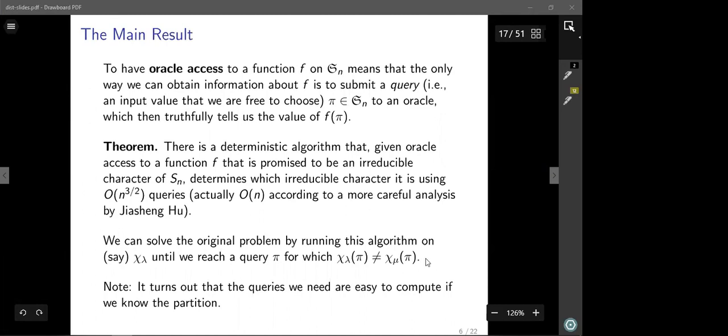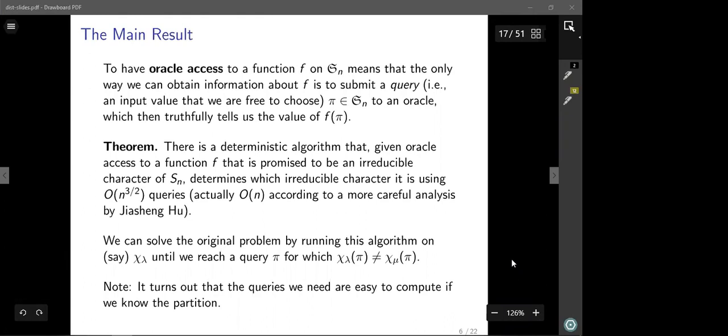So that's our main result. And if you take away nothing else from this talk, if you zone out at this point and don't pay any attention to the rest of the half hour, this is the main takeaway: there is an algorithm that will be able to answer this question in polynomial time, despite the fact that even computing chi lambda of pi in general is NP hard.